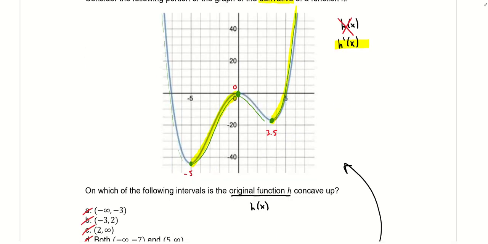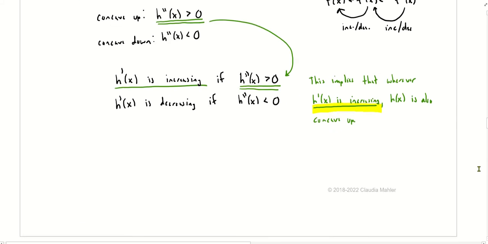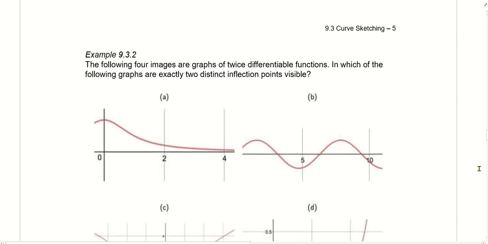Let's look at a couple more multiple choice examples. On page 5, we have an example that has 4 graphs of functions that can be differentiated twice, so twice differentiable functions. And we want to figure out which of the following graphs have exactly 2 distinct inflection points visible.